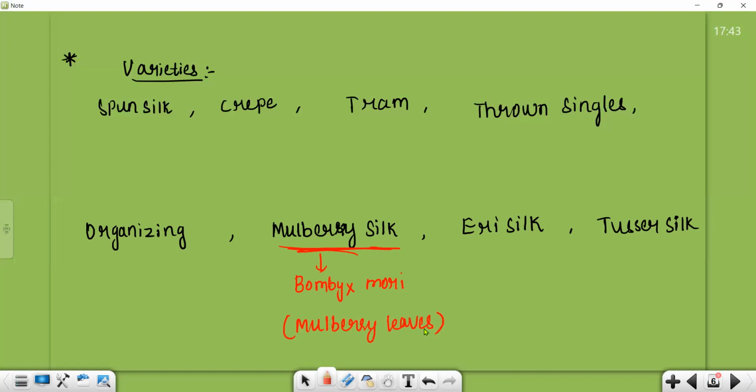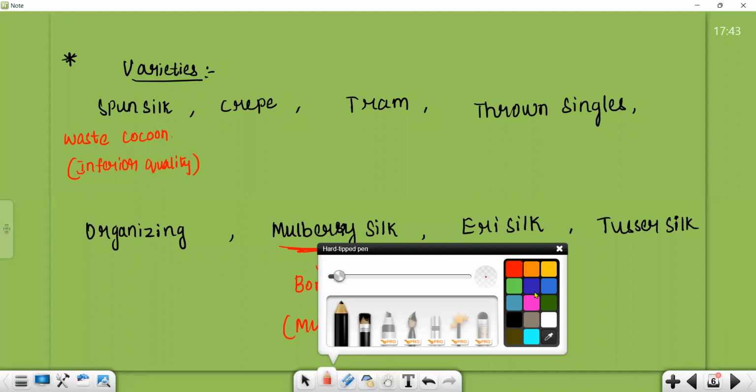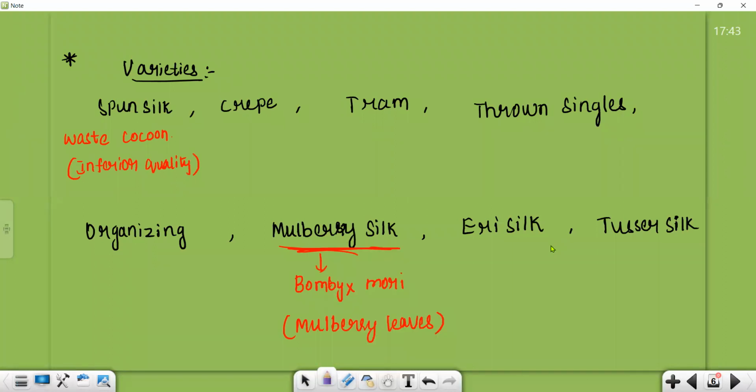Okay. Then coming to the spun silk we already discussed, which is the waste cocoon from which the silk is produced, which is of inferior quality, right? We already discussed this. Then what is crepe? Crepe is also one of the kinds of silk.